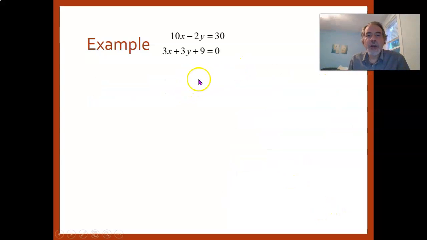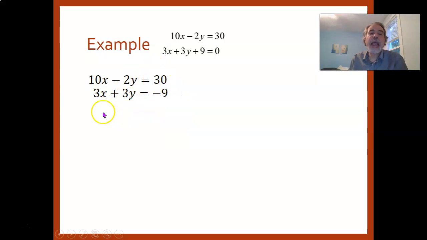And how about this one? Now here's one where the equations are not lined up the same way. The top equation has an x term and a y term equal to a constant term, and the bottom equation has an x term and a y term and a constant term all together on one side equal to 0 on the other side. So we're going to have to do some rearranging so that they are both lined up the same way. And why don't we get rid of the 9 here, just subtract 9 on both sides. Then we've got 10x minus 2y equals 30 and 3x plus 3y equals -9.